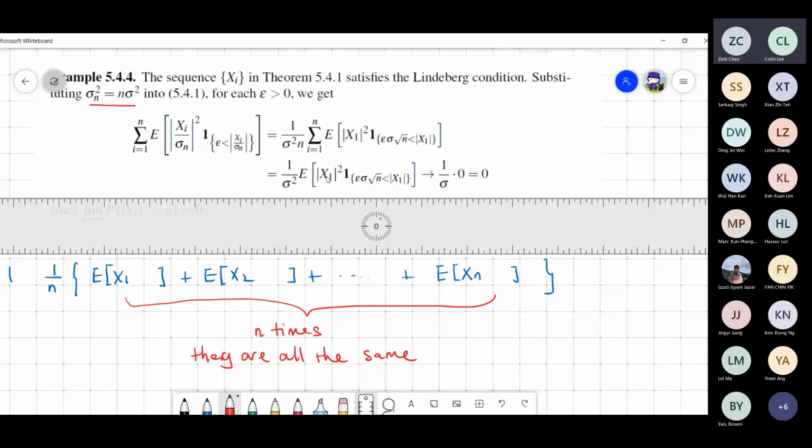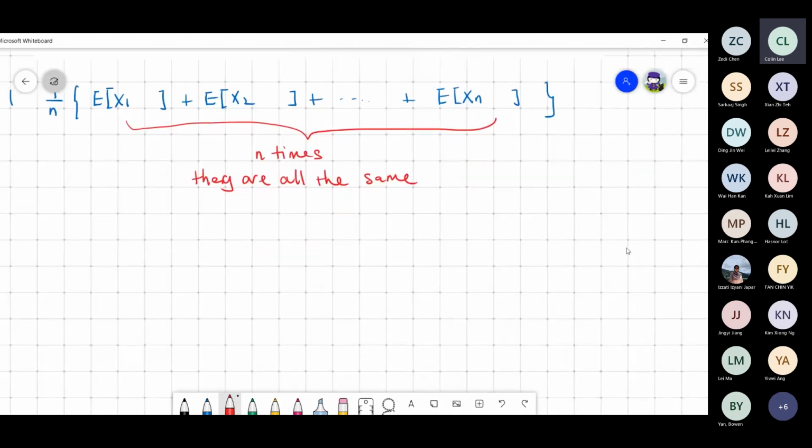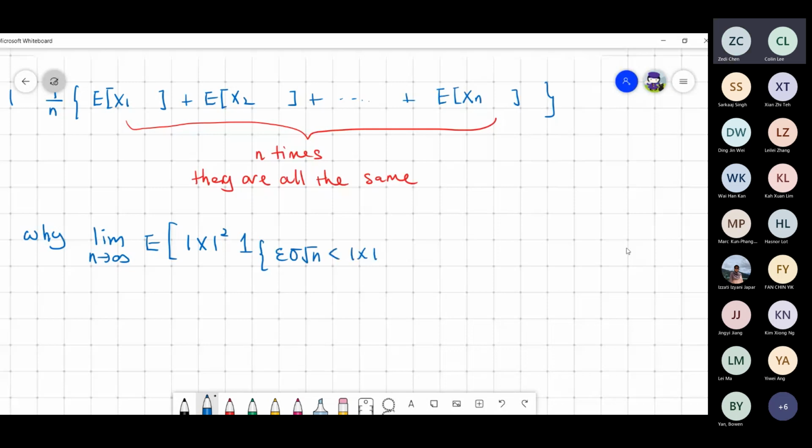So next, we just need to look at this expectation value. This is actually a sequence of expectation values of a new sequence of random variables, and it will converge to 0. So why does this converge to 0? Let's explain why the limit as n goes to infinity of E of X squared times the indicator is equal to 0.